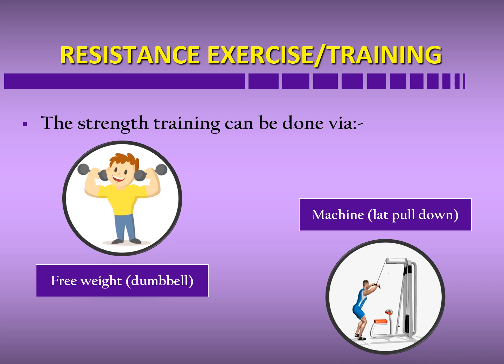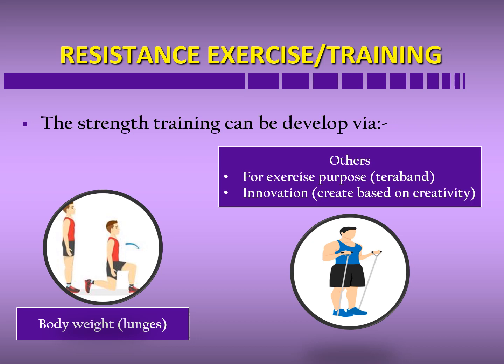Number three is body weight. To increase your strength or do your strength training, you can use your body weight. Body weight is different from one individual to another. The type of exercise you can perform is lunges. The last one refers to other things you can do to increase your strength. An example I give you is using TheraBand, which has been designed for exercise.